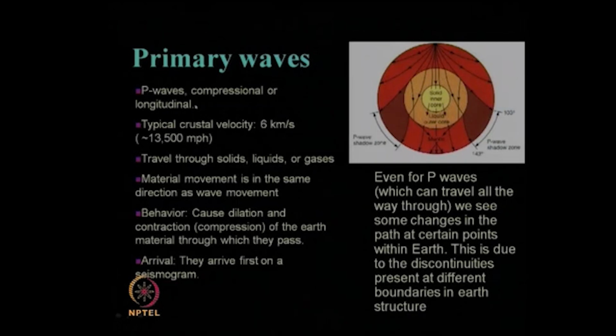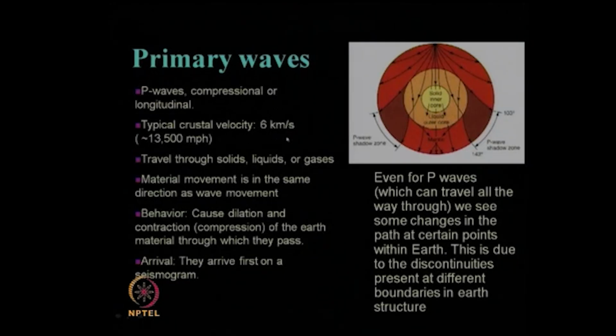So, let us talk about the first type of body wave, which is the primary wave or P wave. The other names for these primary waves are P waves, compressional waves or longitudinal waves. These are the common names which are alternatively used for primary waves. And what is the typical crustal velocity of these primary waves? Typically, it is the velocity at the earth's crust, that is at rock level, 6 km per second.